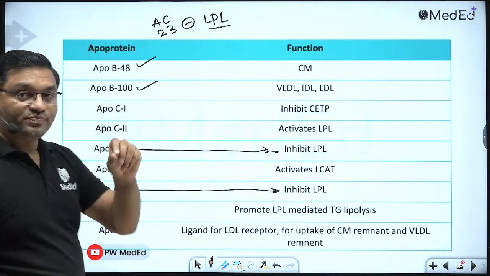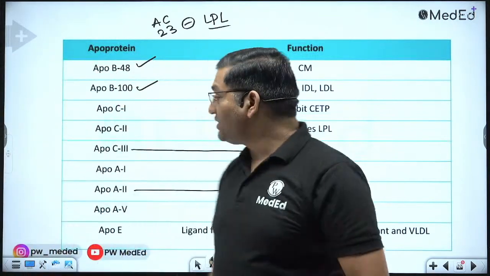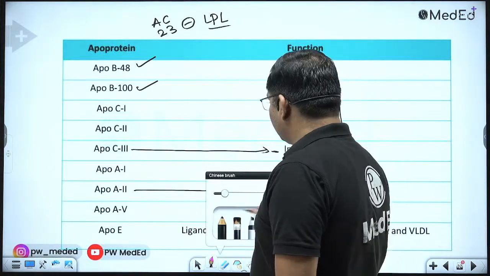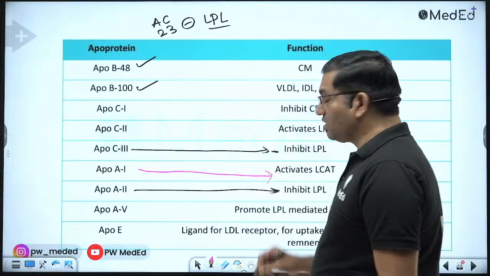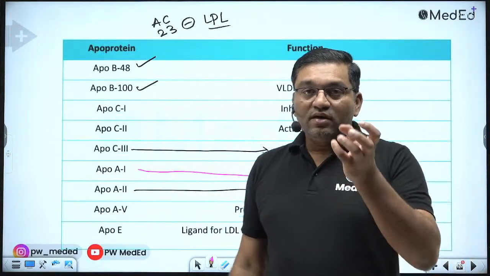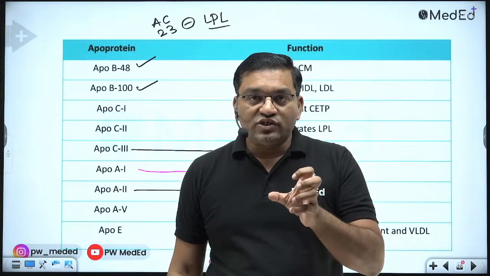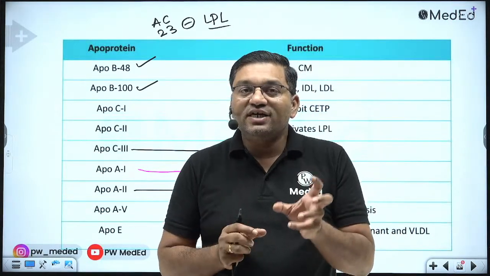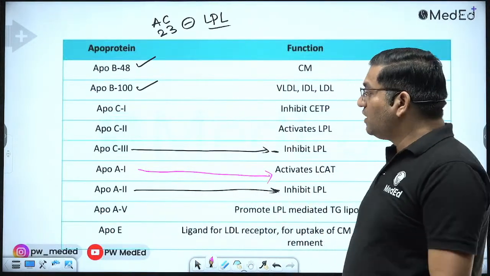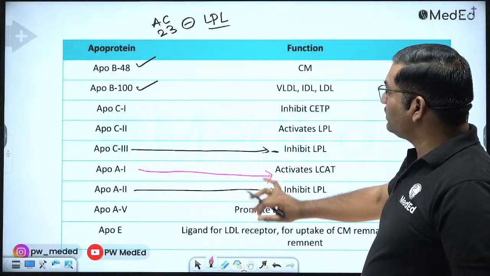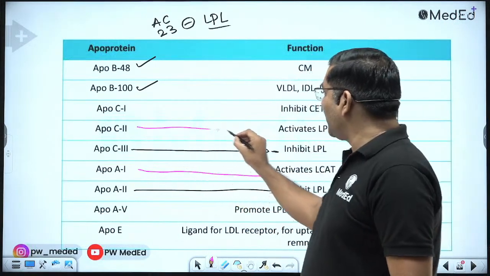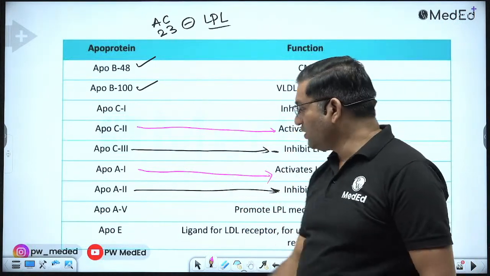Apo A1 activates LCAT, lecithin cholesterol acyl transferase, and it is important in the esterification of cholesterol. So nascent discoidal HDL becomes spherical HDL with this LCAT. So remember these points here. C2 activates lipoprotein lipase.